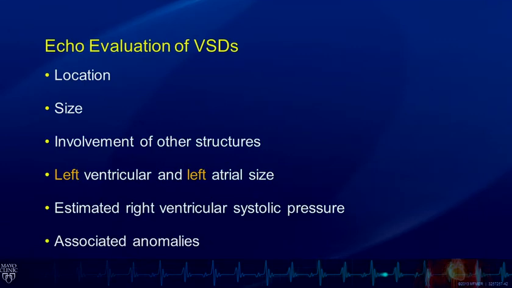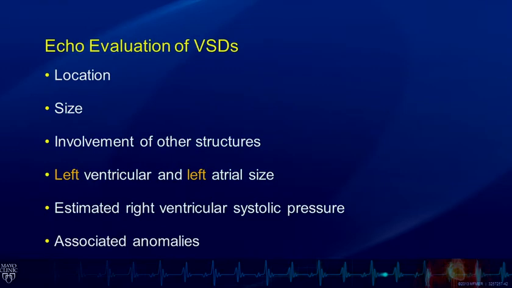The right ventricle is in systole at the same time the left ventricle is in systole essentially, and that is when most of the volume goes across the septum. So the right ventricle really is not volume loaded but pressure loaded. The pulmonary artery sees both the volume of the defect and the pressure transmission across the defect. This is what leads to the left ventricular and left atrial enlargement.